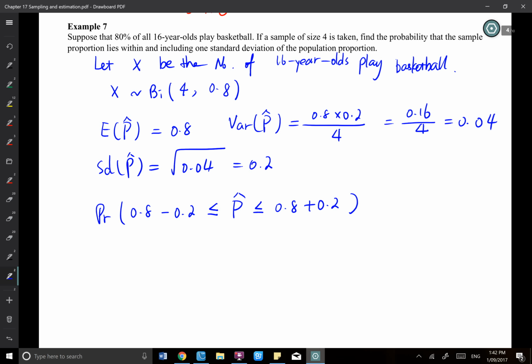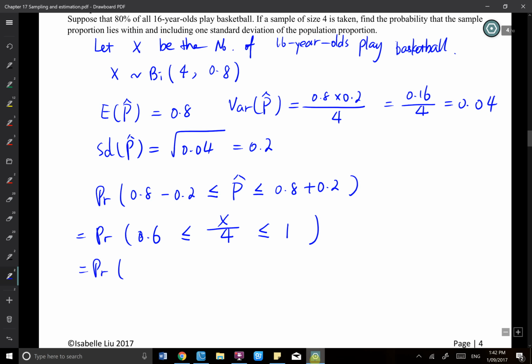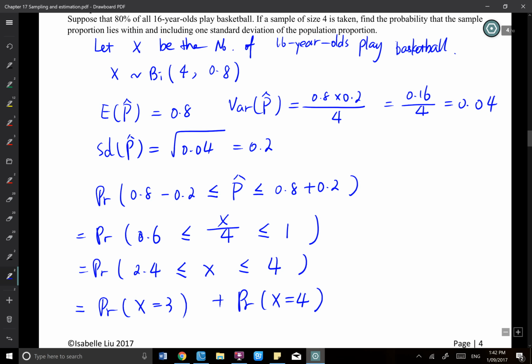Okay, 0.8 goes up by 1 standard deviation, 0.2. So probability 0.6 less than or equal to X over 4, because there's 4, less than or equal to 1. So that's probability of 2.4 to 4 for X. What's in between? 3 and 4. That's probability X equals 3 plus the probability X equals 4. Okay, only 3 and 4. Well, you can say 3 to 4.